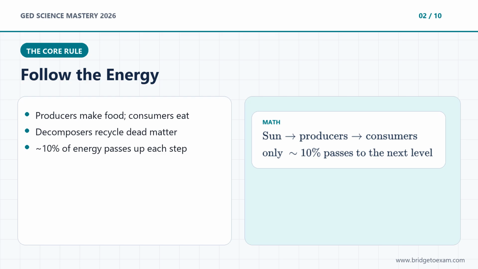At each step up the chain, most of the energy is lost as heat, so only about 10% passes to the next level. That is exactly why there are lots of plants but very few top predators. There simply is not enough energy left at the top.